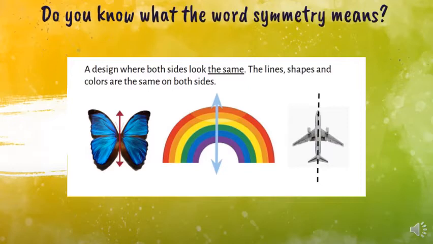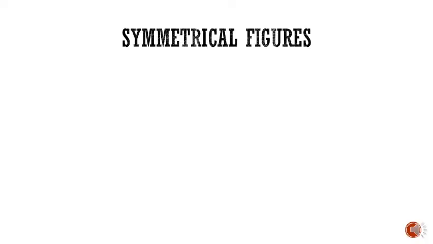So if you look at your picture, for example the airplane picture right here, you can see that the line is straight down in the middle, with the same on this side and this side. Same with the rainbow and same with the butterfly. Symmetrical figure.